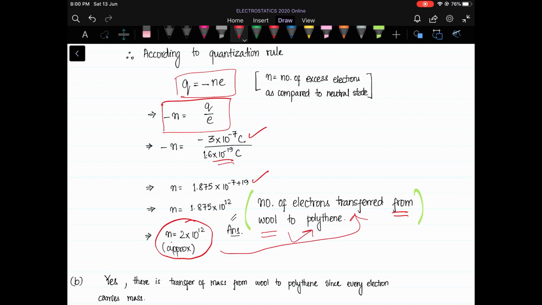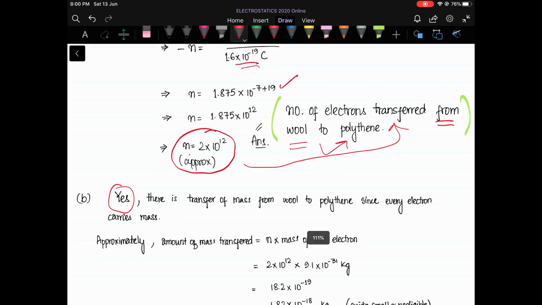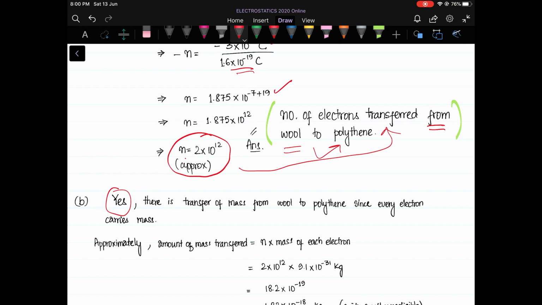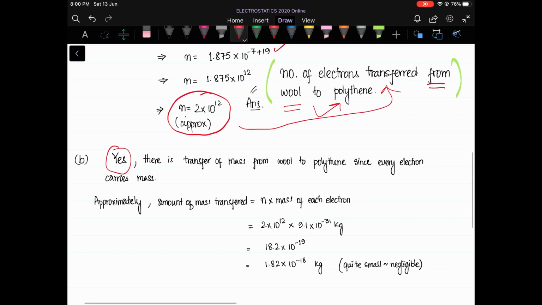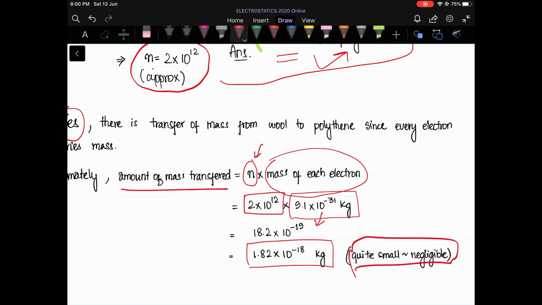Now the second question: is there a transfer of mass? The answer is yes, because each electron has mass. Therefore, when the electrons go from wool to polythene, mass is also transferred from wool to polythene, and the polythene will become a bit heavier now. How much heavier we can calculate by writing the mass of each electron times the number of electrons that are transferred. So we have written the mass of each electron and the number of electrons that are transferred. On simplifying, we get 1.82 × 10^-18 kg, which of course is quite small.